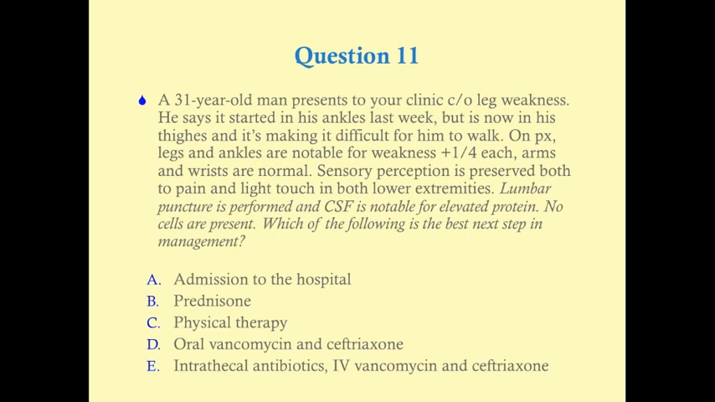And the answer here is A. Admission to the hospital. So steroids don't play a role in Guillain-Barré syndrome. Physical therapy may be useful after his Guillain-Barré syndrome has gone away to help him regain some strength. And then these antibiotics, vancomycin and ceftriaxone, would be useful in the event that he was diagnosed with acute meningitis. These are good empiric antibiotics for acute meningitis. But none of those are the case.